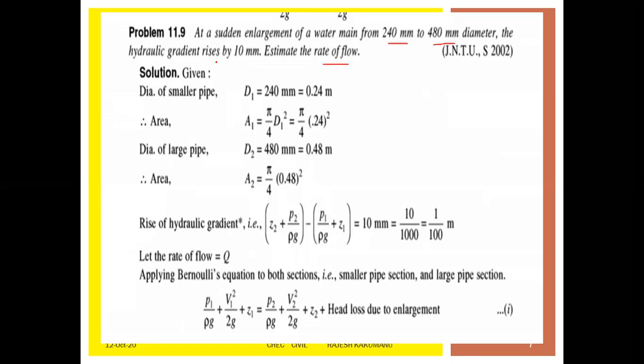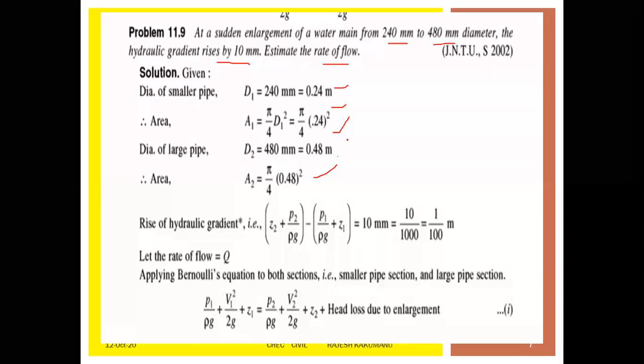Then what is the hydraulic gradient rise? 10 mm rises. Then if you see the diameter of the small pipe D1 is equal to 240 mm, that is 0.24. Then what is the area here? Area is equal to pi d square by 4. Therefore the A1 value, we are getting from the D1 value. So diameter ఇచ్చిన వెంటనే ఏరియా కనుక్కొని పక్కన పెట్టుకోండి.